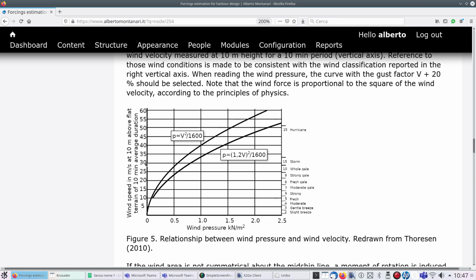Here you can see that if you take a wind speed of 30, and let's see what is the resulting wind pressure. So let's start from the value of 30 in the vertical axis. You have two curves. The first one that you encounter if you move right from the value of 30 is the wind pressure that is computed by only considering wind velocity without gust factor. And you see that if you go down you get a wind pressure of about 0.6 kilonewton per square meter.